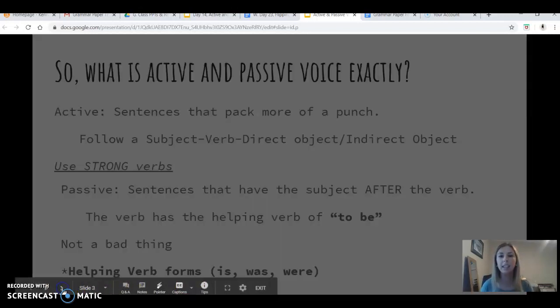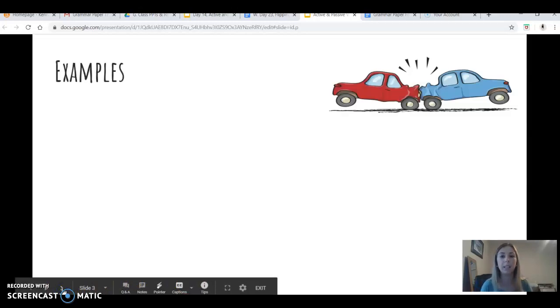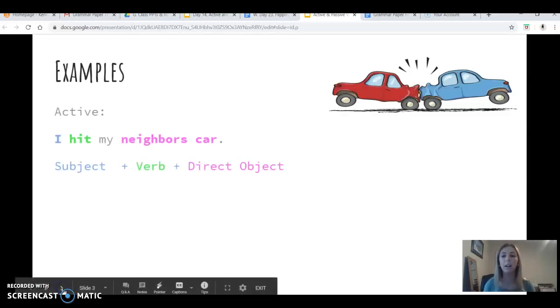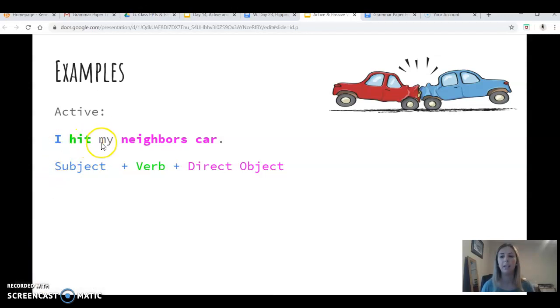So the next thing that we're going to look at is some examples. This goes back to what I said about the car crash. For active voice: I hit my neighbor's car. You're taking ownership of that sentence, and it follows the exact format that we talked about earlier. It has the subject, the verb, and then the direct object. We know that that is active voice because it follows the format that we were given, and also it's using a strong verb, hit. You're taking ownership of what you have done.